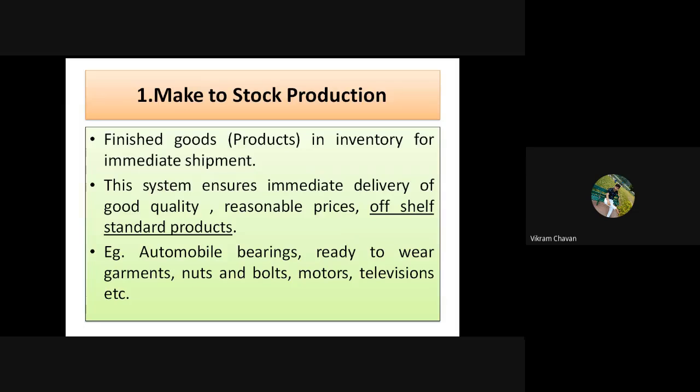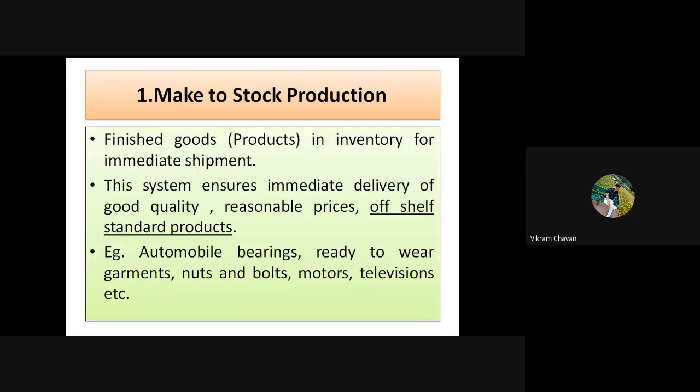What is meant by make to stock production? So in this system, manufacturers stock the finished goods, or we can say products, in the form of inventory for immediate shipment. Okay, for the immediate shipment. This system ensures immediate delivery of goods, good quality, reasonable prices, and off-shelf standard products.